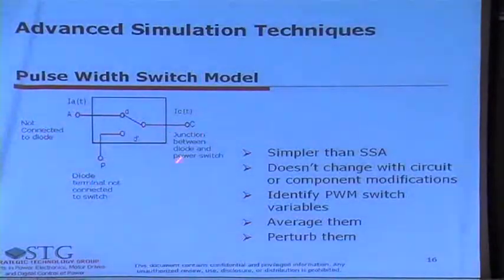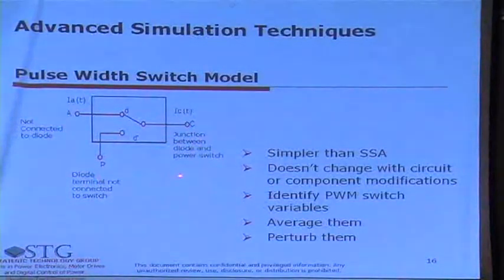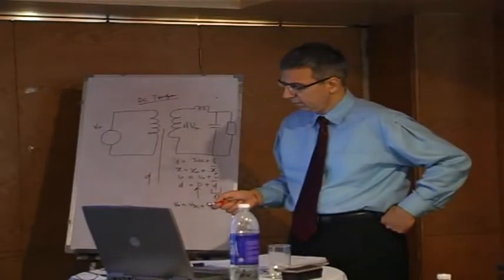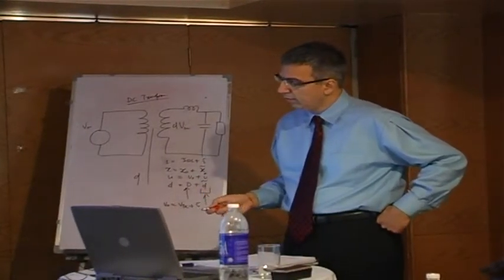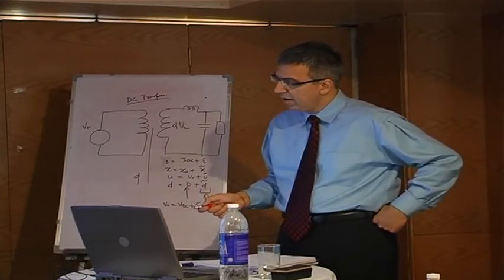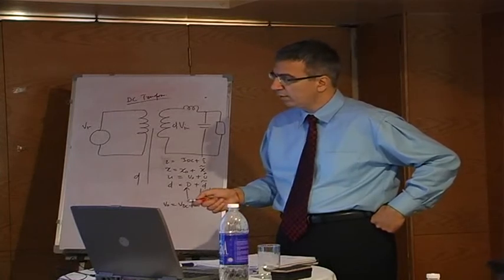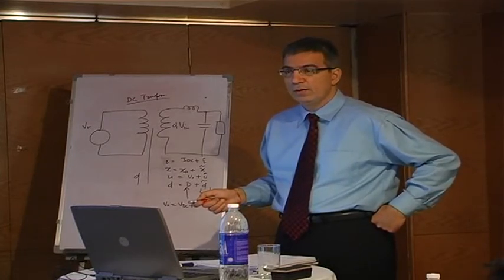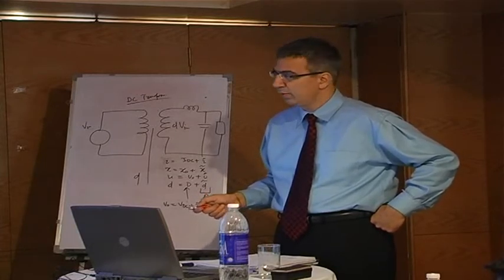So with these definitions of these terminals, A, C, and P well defined, we derive a model which is simpler than SSA. It does not change with circuit or component modifications. And we will identify PWM switch variables. Basically, this approach is very similar. It gives you very similar results. We identify PWM switch variables, average them, and perturb them. Okay, what are the PWM switch variables? And how do we average them? And how do we perturb them? I'm going to show you in a minute.